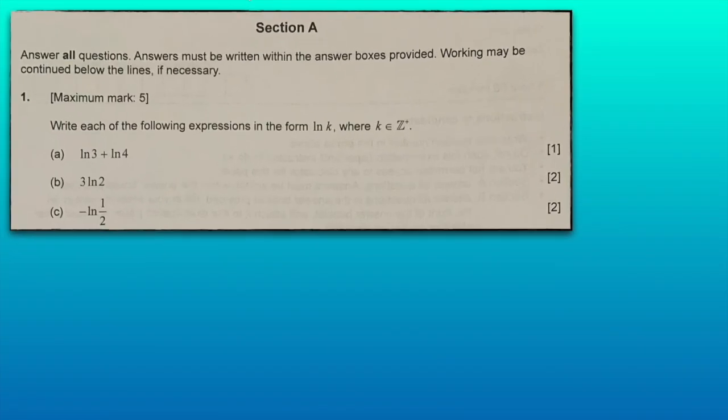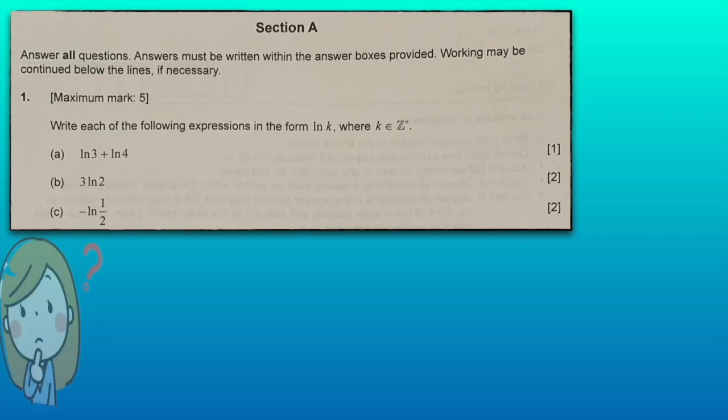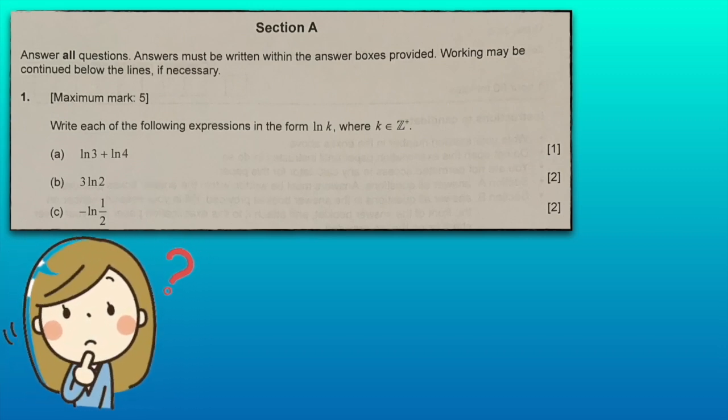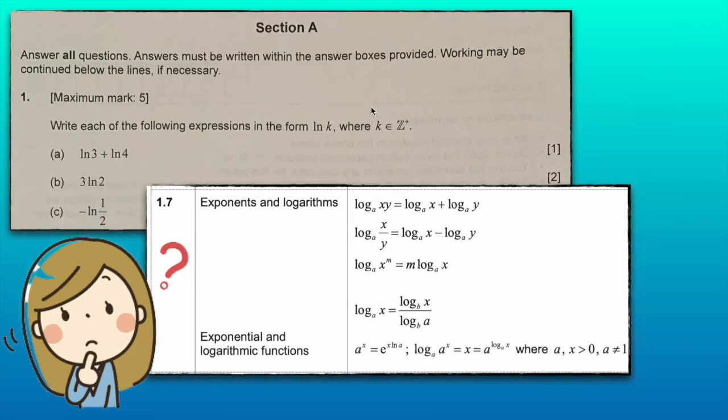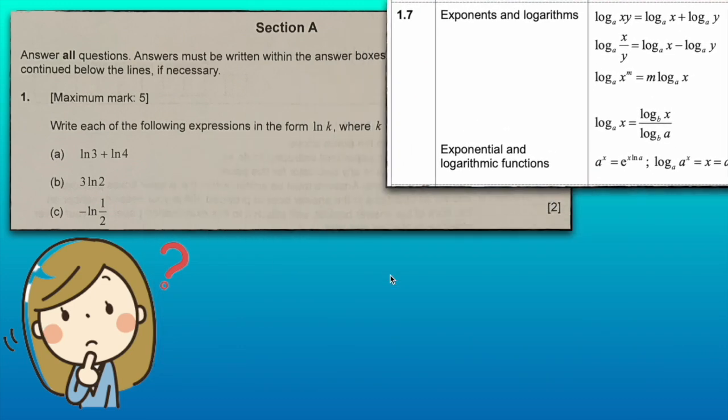Number 1. Write each of the following expressions in the form ln k, where k is an element of Z plus, that means positive integer. To solve these questions, you must know the laws of logarithms, which are available in the formula booklet. For example, for question A, you can use this formula. For questions B and C, you can actually use this formula. Okay, let's begin.